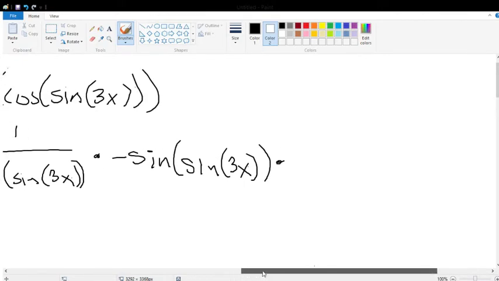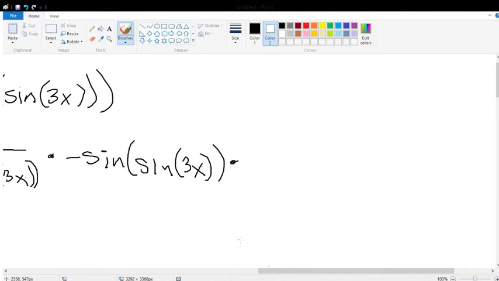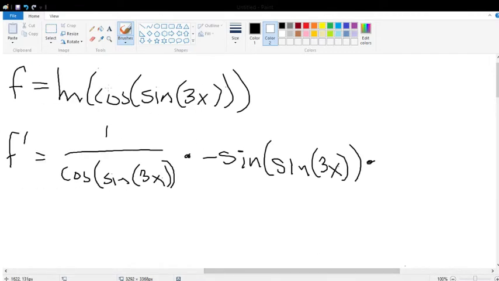Oh, okay, yeah. So we just took the derivative of cosine of x, which is negative sine of x, and then evaluated it within its interior function, sine of 3x, right? We just plugged it in right there. Now we have to move on to the next layer, this sine of x layer. The derivative of sine of x is cosine of x, but not cosine of x, it's evaluated within its interior function, which is 3x.